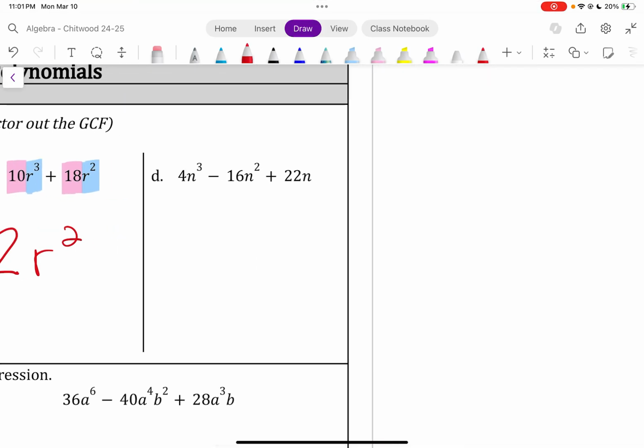All right, lastly, same idea. I'm going to look at my numbers first. I have 4, 16, 22. The first term is positive, so my GCF is not going to be negative, but the greatest number that multiplies into all three of those is going to be 2. Even though 4 multiplies into the first two, it has to go into all three of them. So that means the greatest number is 2. Then I'm going to do the same thing with my variables. I have n cubed, n squared, and the greatest amount of that variable in all three terms is just n, so my answer is 2n.